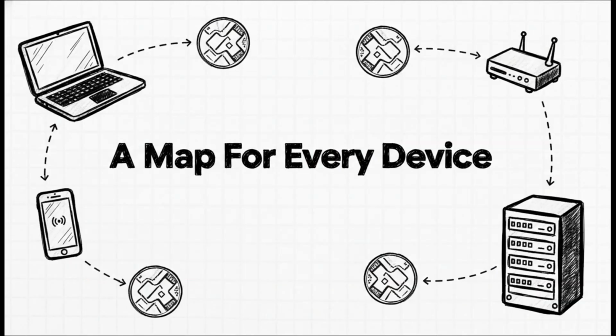And this map is called a routing table, by the way. It isn't just for those big, beefy routers. Any device that needs to talk on a network has its own version. Your laptop? It's got one. Your phone? Yep, it has one too. Every single device has its own personal little map to find its way around the digital world.